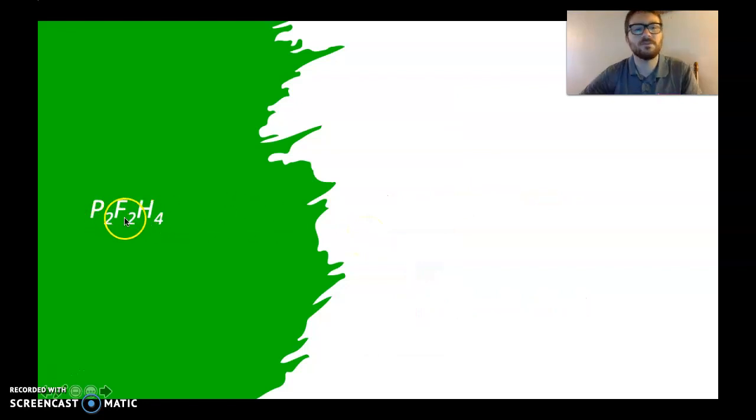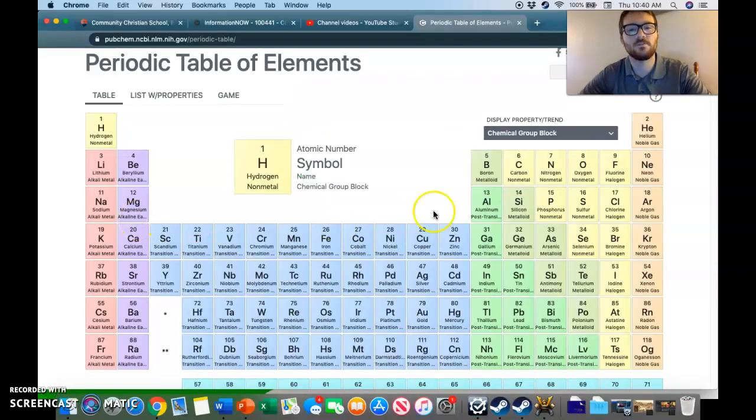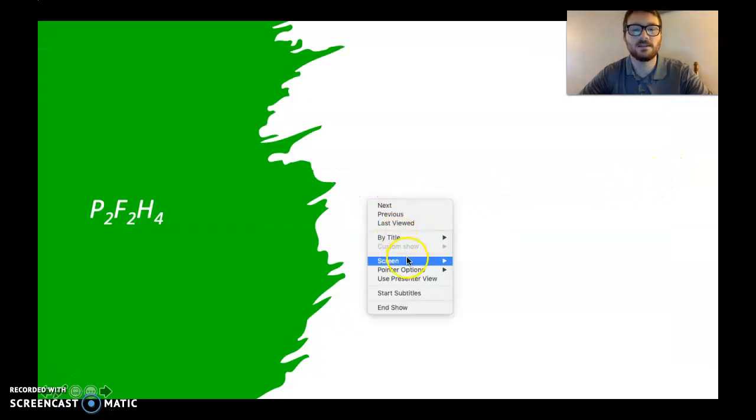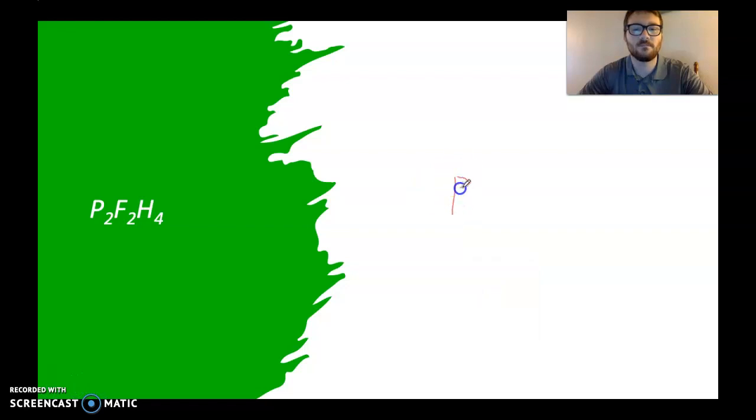here's another one. P2F2H4. So P right here needs 1, 2, 3 bonds. F needs just 1. Hydrogen needs just 1. And so let's set it up here. You can really set this up a couple of different ways. I'm going to go like this. I like symmetry.